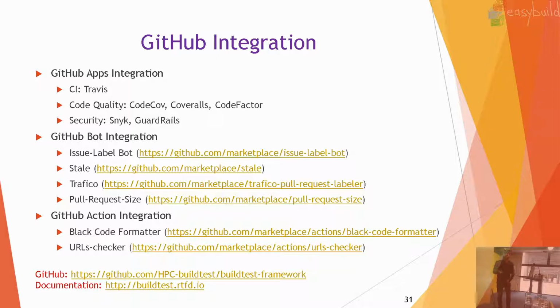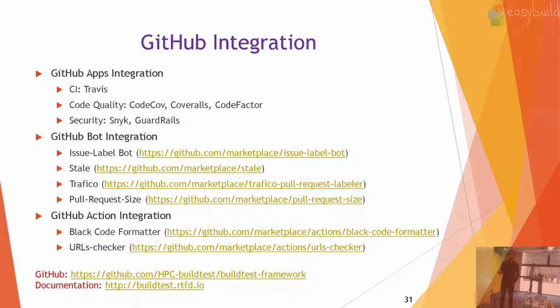So I want to just talk about some of the GitHub integrations. This may be helpful for some of the other open source tools that we have today. We talked about Travis, Coveralls, and Codecov. We also have CodeFactor. For security, we have Snyk and Guardrails. We also have some bot integrations, Issue Label Bot and Stale, which are for managing issues in GitHub. Issue Label Bot just does labeling using machine learning, and it labels the issue. Stale just closes the issue if there's no activity after X number of days, and you can configure this.